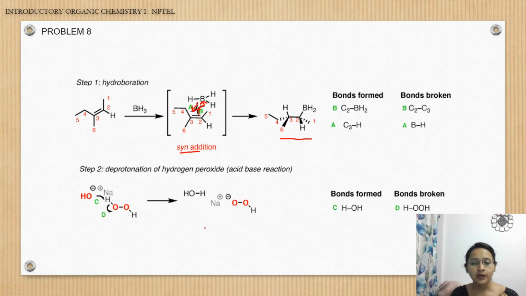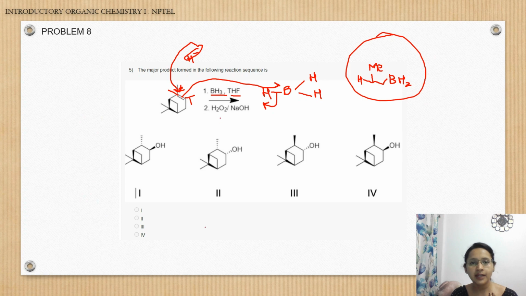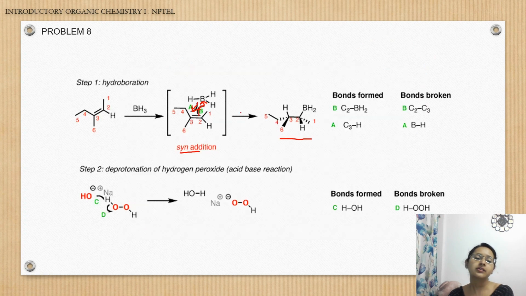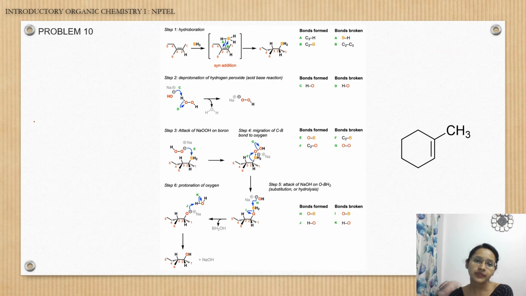Now in the second part, they have added hydrogen peroxide in the presence of NaOH. What does this hydrogen peroxide do? In the presence of NaOH, the OH minus will take up the proton from hydrogen peroxide, giving this particular species. This species will then attack this BH2, this boron, with the O minus, giving you this particular species. So the migration of the CB bond to oxygen takes place.